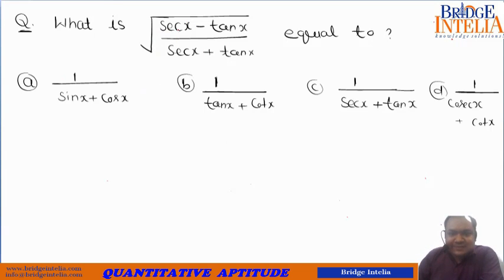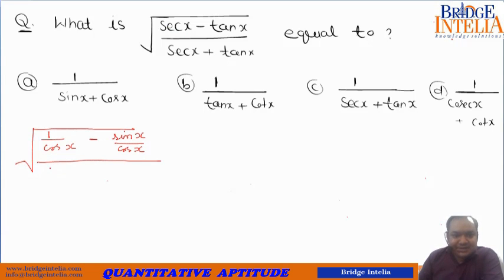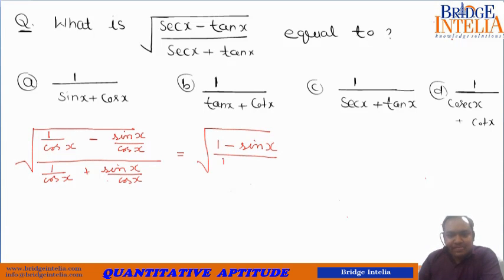In this expression we have sec x and tan x. So we'll try to write it in the form of sin x and cos x. This expression can be rewritten as under root of sec x written as 1 upon cos x minus sin x upon cos x, whole divided by sec x again written as 1 upon cos x plus sin x divided by cos x. If you see properly, this cos x will get cancelled out, and what we would be left with is 1 minus sin x divided by 1 plus sin x.